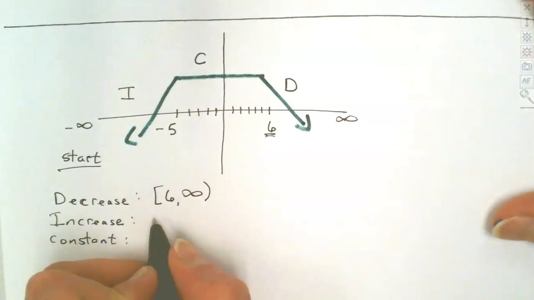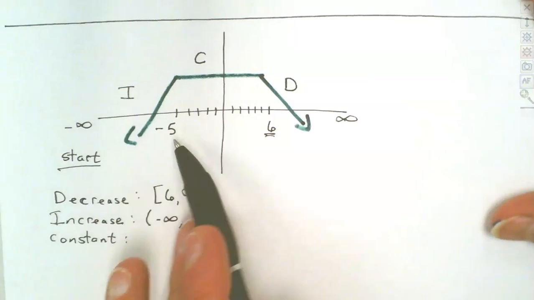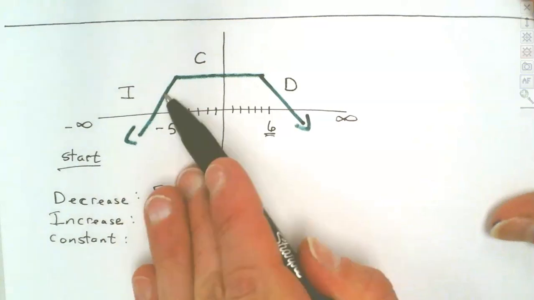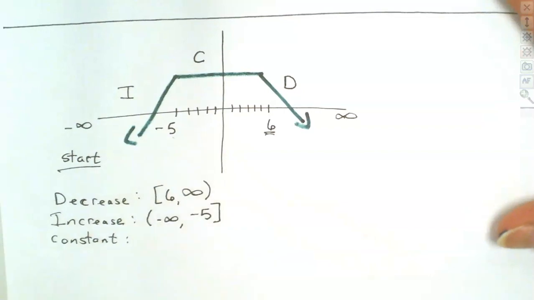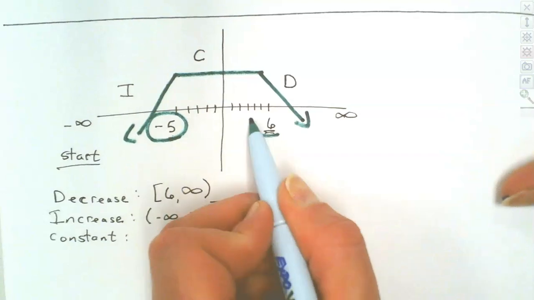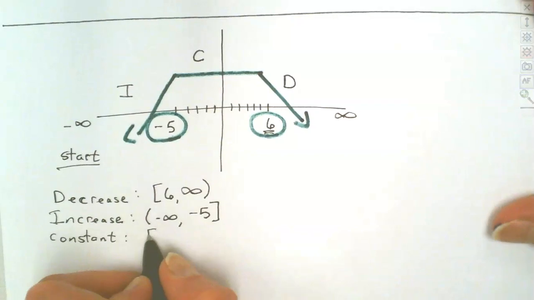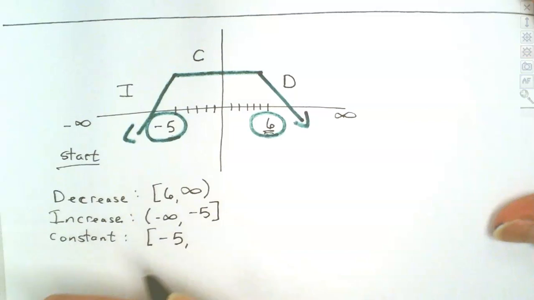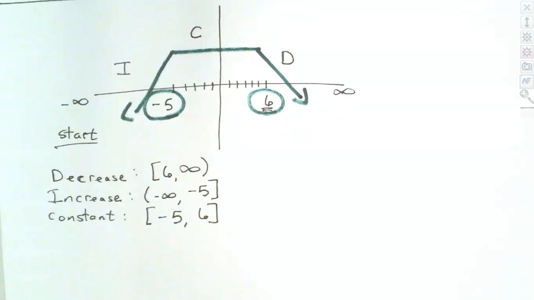Where does it increase from? Well, it looks like it increases from negative infinity to about what? On the x-axis, that's this part. And that's negative infinity to about 5, isn't it? Always label off the x-axis, not the y. So don't even worry about the y, only worry about the x. And where does it stay constant from? Well, it stays constant here in the middle. And that's going to be from about -5 to what? To about +6.